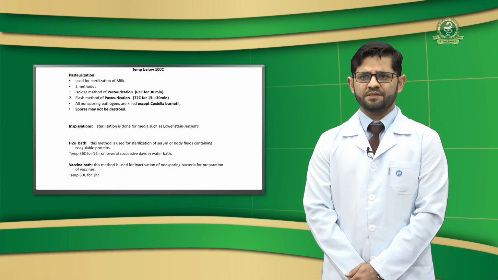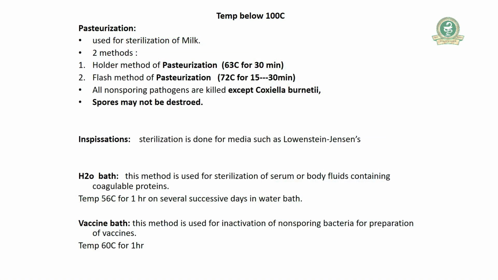Okay, now pasteurization. This method is used for the pasteurization of milk, meaning sterilization of milk. It consists of two methods: the Holder method of pasteurization, in which there is 63 degrees centigrade for 30 minutes, and the flash method of pasteurization, in which we can give 72 degrees centigrade for 15 to 30 seconds. All non-spore forming bacteria are killed except Coxiella burnetii, but through this temperature we can't kill the spores.